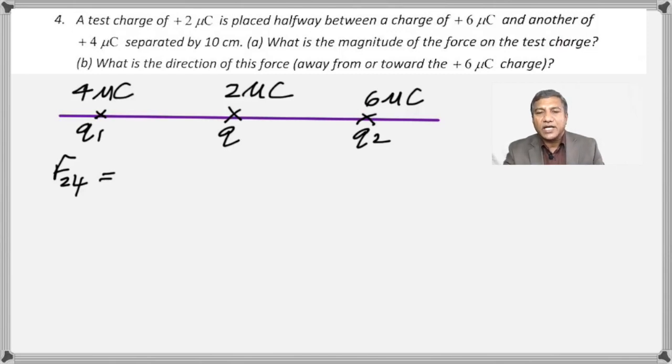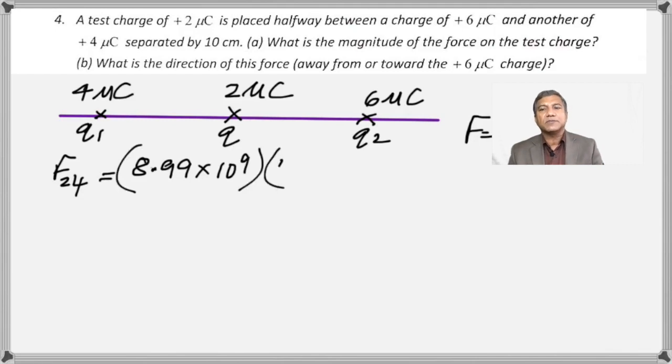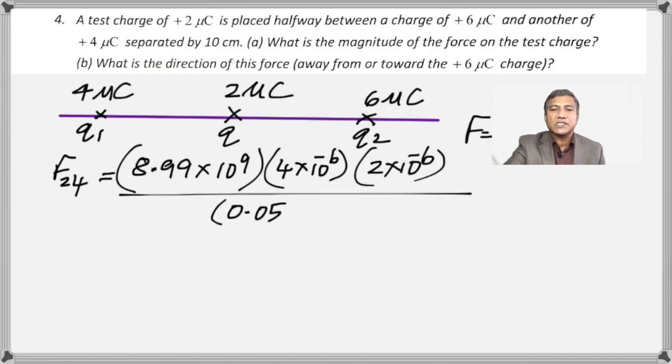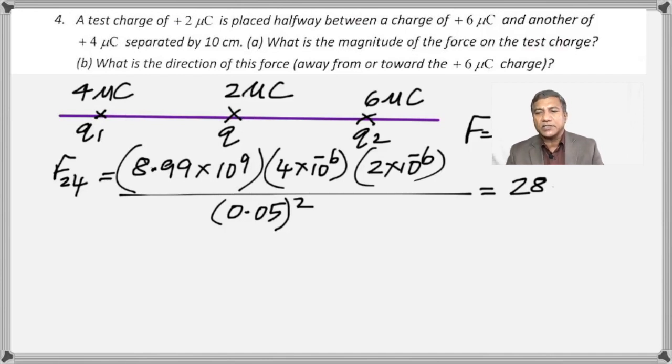And that's given by Coulomb's law as K Q1 Q2 by R squared. So 8.99 times 10 to the 9, which is the K. And then you have Q1 times Q2 divided by the distance squared. So why is it 0.05? Because this total distance is 10, but this is only 5 centimeters. And when you change centimeter into meter it is 0.05. So when you do that calculation, you get 28.8 newtons.